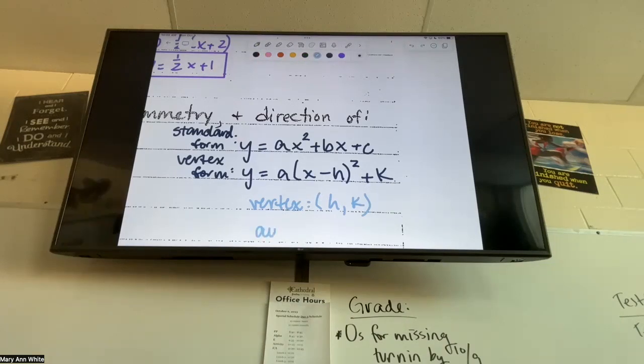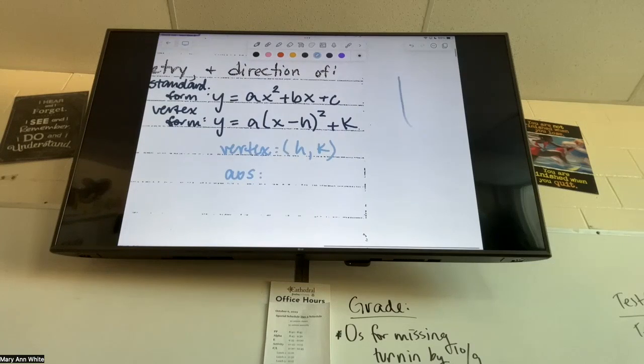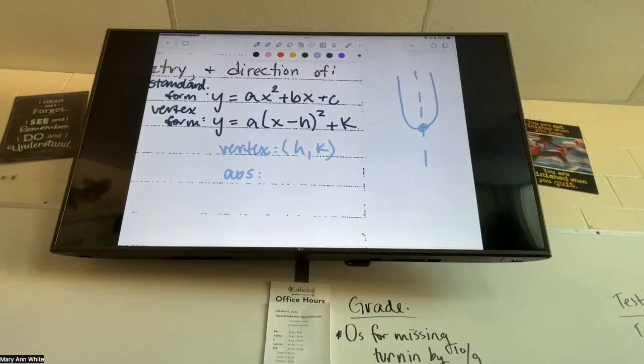Our axis of symmetry, does anyone know what that is? Could you describe axis of symmetry to me? The line, where is that line at? That line is down the middle of your parabola, so if your parabola is here, that axis of symmetry is right here, and it's going to go through your vertex, and it's the same value as your x value right there. So your axis of symmetry is just x equals h. It's just the x value of your vertex.